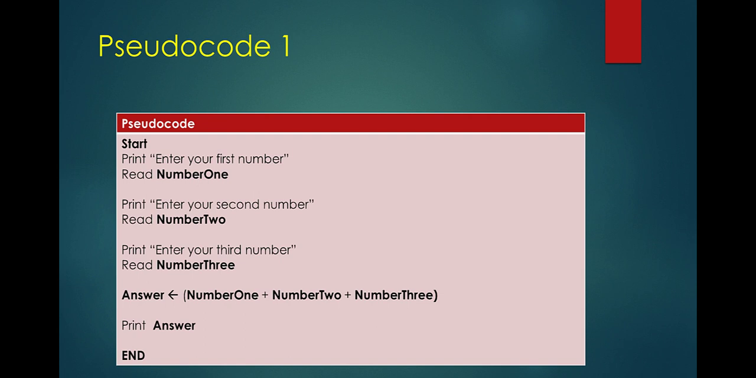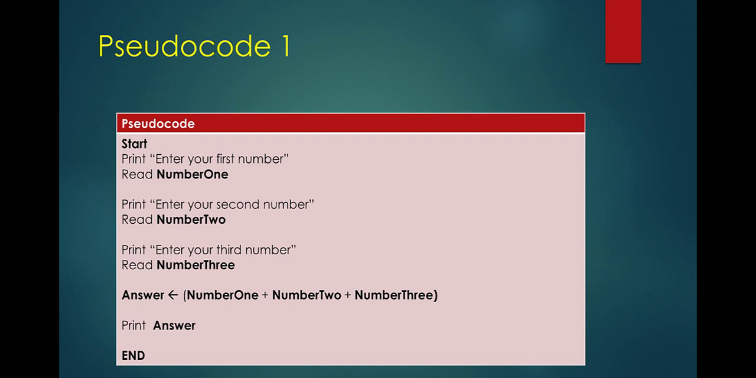So the first thing we say here is print, and then it says enter your first number. If you remember the IPO table, on the inputs, we have 3 different variables. And as we can see, they are here in our pseudocode. So why do we use print? And why do we use read?